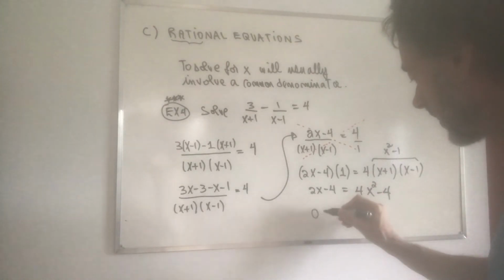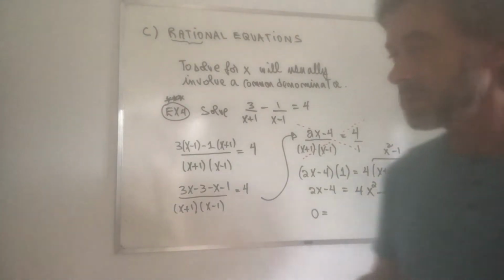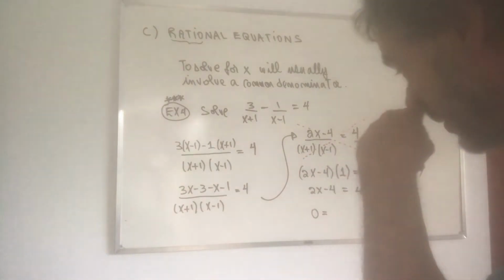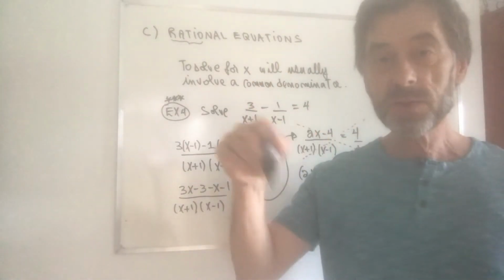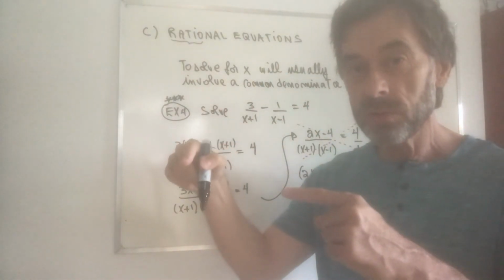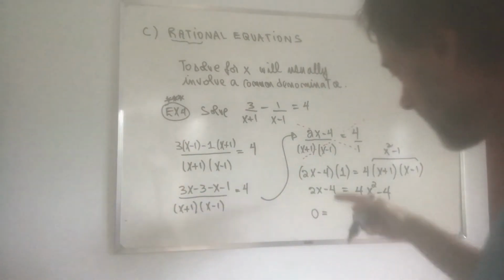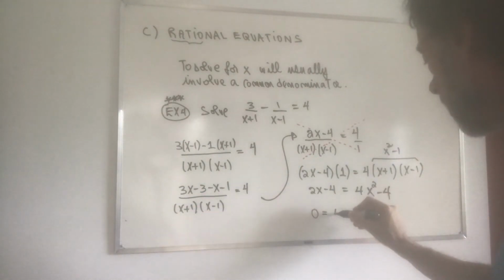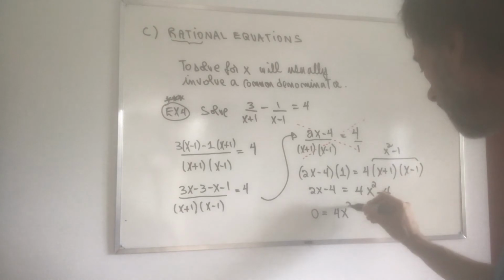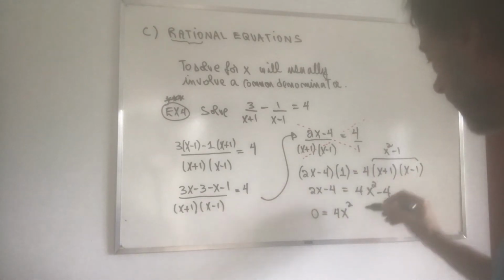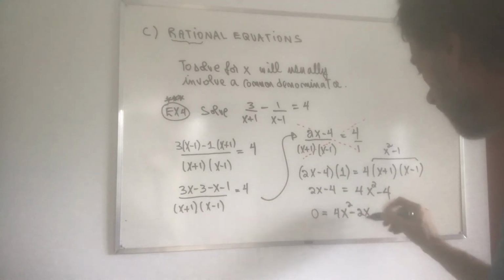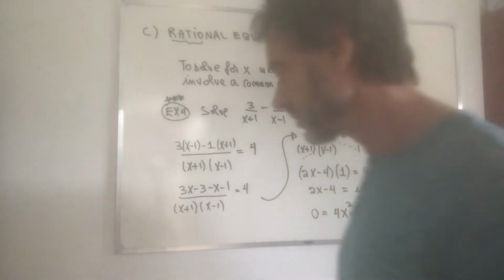So I'm going to make that equal to 0. This is how we can apply the quadratic formula. It's got to be equal to 0. Remember, ax squared plus bx plus c is equal to 0 all the time. So what do I have? 4x squared. 2x goes on the other side, minus 2x. And minus 4 plus 4 is 0.